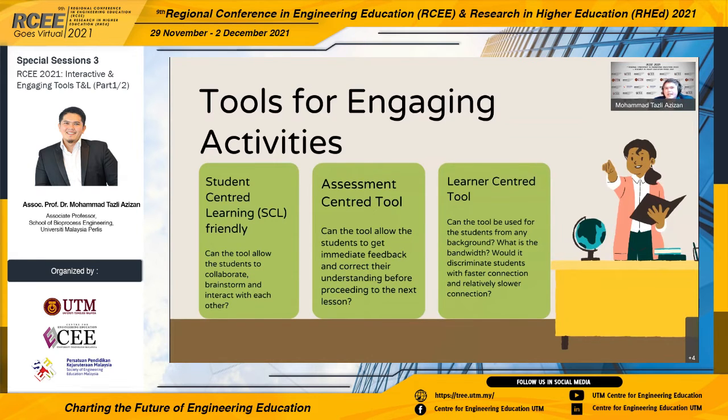Okay, and then another tool that you need to have is the learner-centered tool. Okay, can the tool be used for students from any background? For example, does it require a huge bandwidth or low bandwidth? What happens if the student has a relatively lower connection? So these are the things that we need to consider when we pick the right tool to engage with the students. Sometimes our tools are actually heavy to use. For example, it requires huge bandwidth, and therefore it discriminates against students with low connectivity. So these are the things that we may want to consider from time to time when we are picking the right tools for our students.